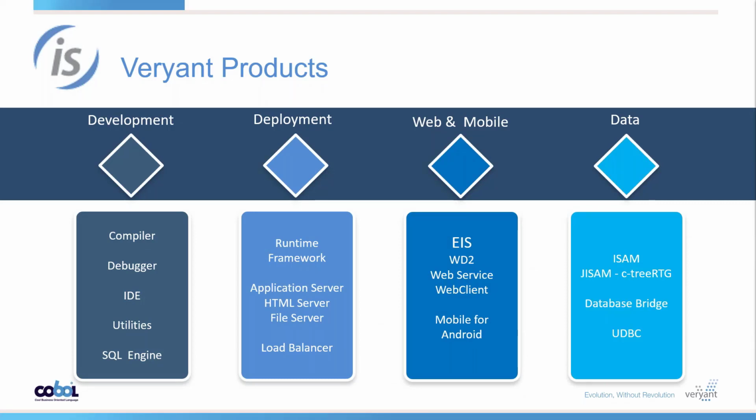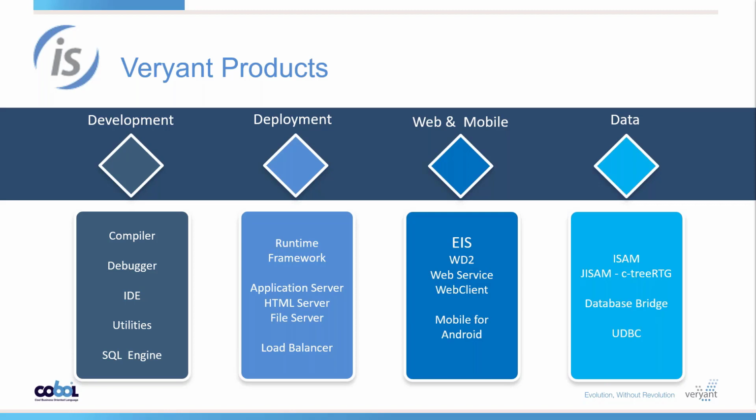Let's review the Veryant products. Our software development kit includes the COBOL compiler, which compiles the COBOL code and creates that Java class that I was talking about, a full-service graphical debugger, and an IDE based on the familiar Eclipse environment, a full complement of utilities and tools, as well as a SQL engine to handle your ESQL.